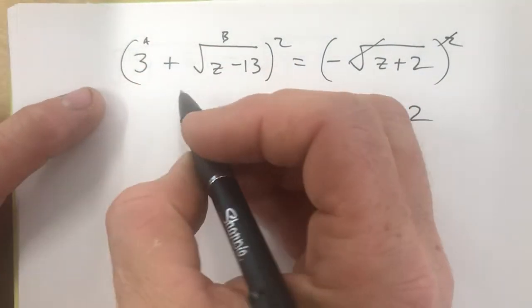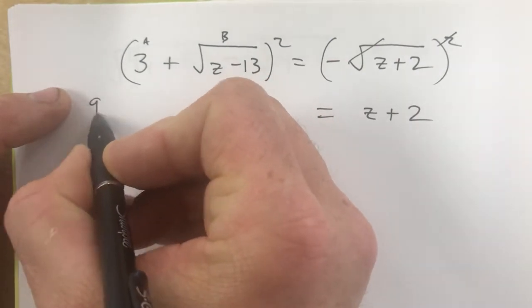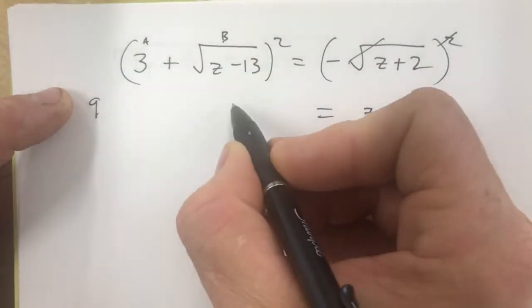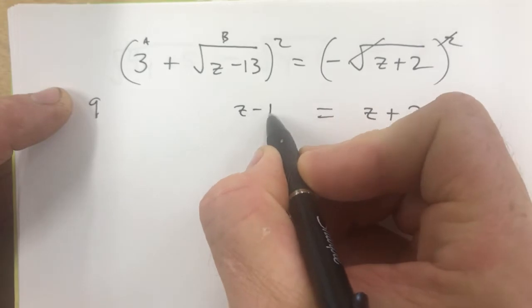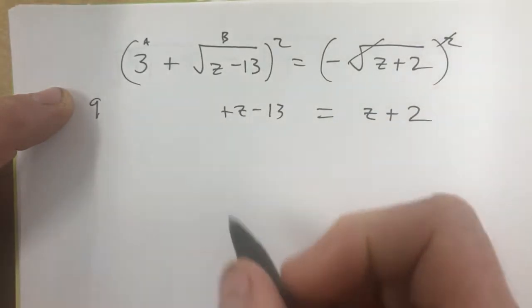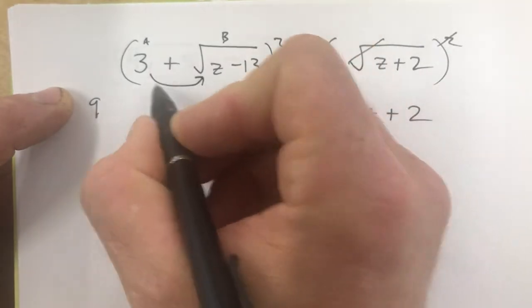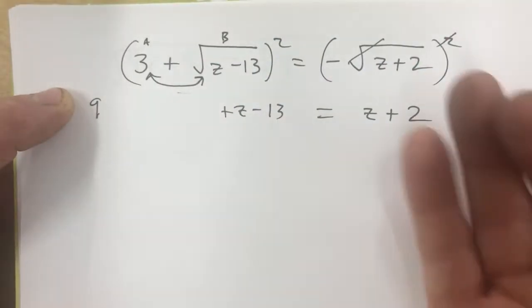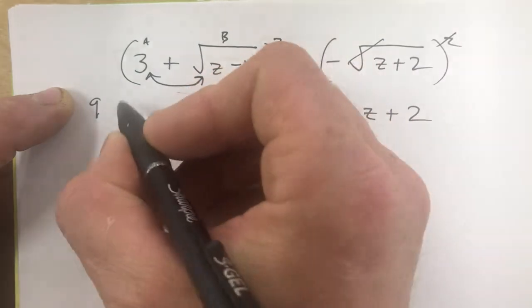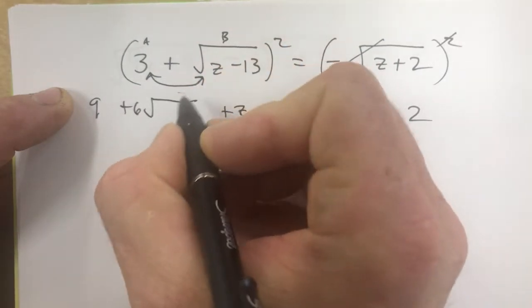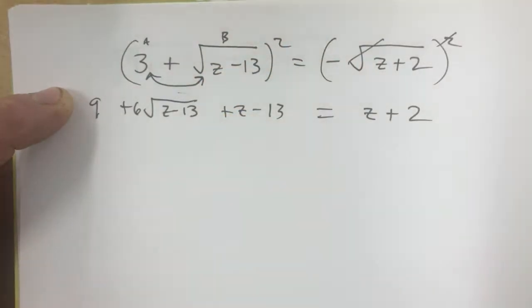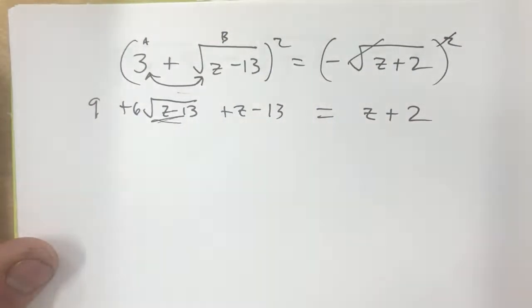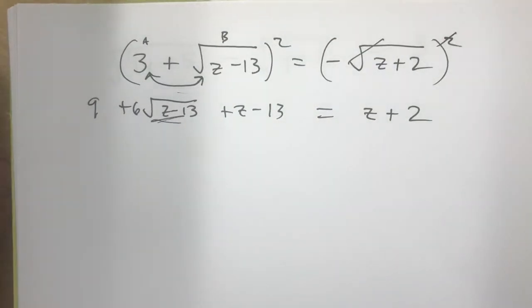So I would square the a, which would give me a 9. I would square the radical, which would just cancel out and just give me a z minus 13 plus. But then I would have to multiply these together and double it. So 3 times this radical would be 3 radical of that. And then double it would be 6 radical z minus 13. So that's the part right there that's forgotten a lot, or that's left out.